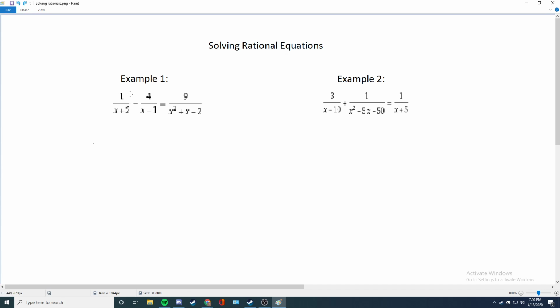So our overall goal with these problems is to get them all to have the same denominator, and then we can solve for x. So in order to do that, what I like to do first is take this bigger denominator and see if we can factor it out to make it look a little easier.